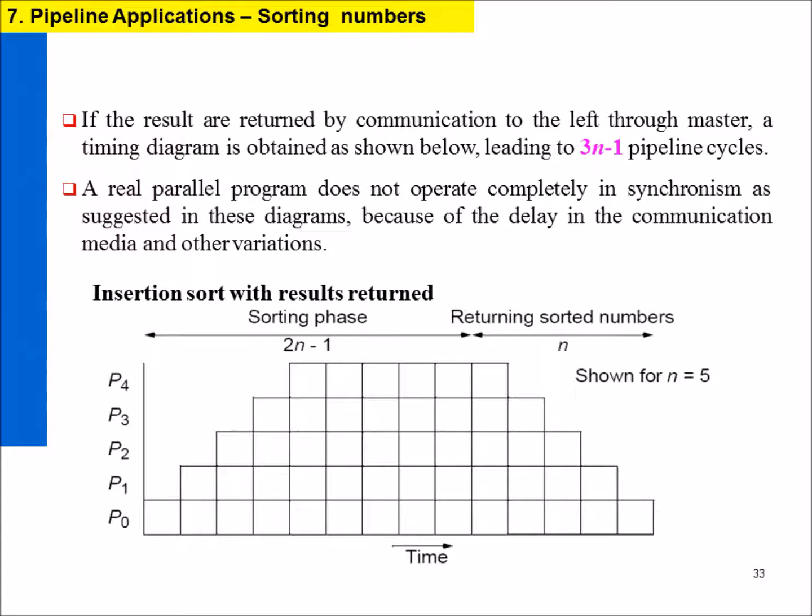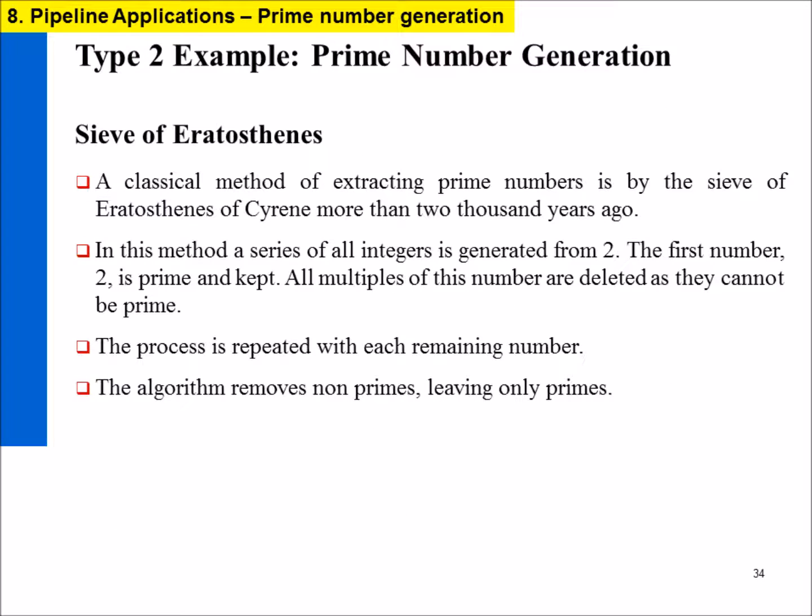Of course, a real parallel program does not operate completely in synchronization, as suggested in these diagrams, because of the delays in the communication media and other variations. Now we go on to a type 2 example.